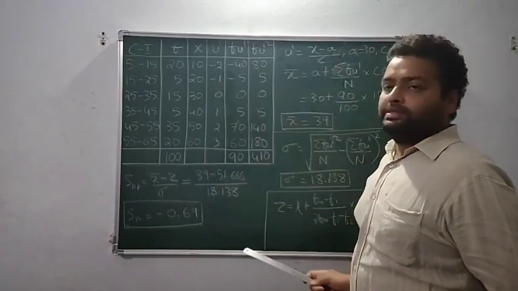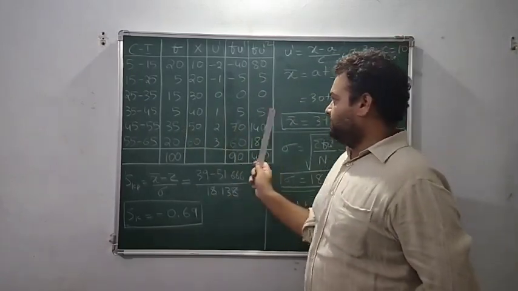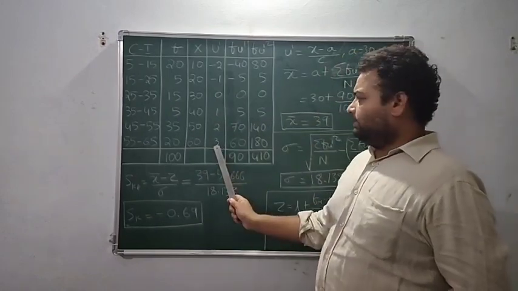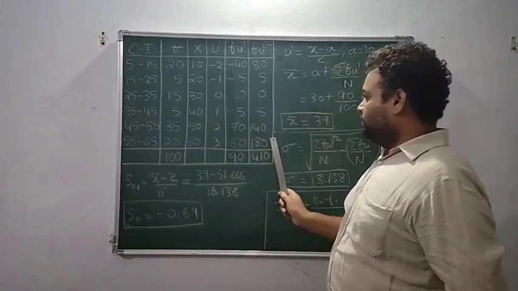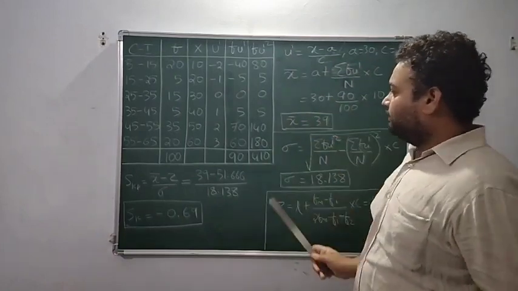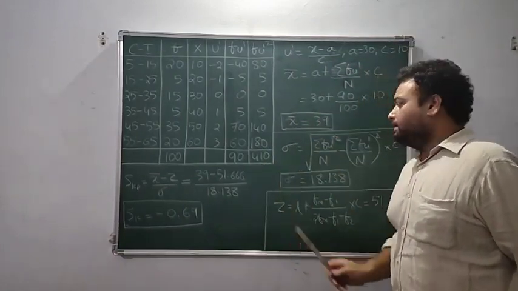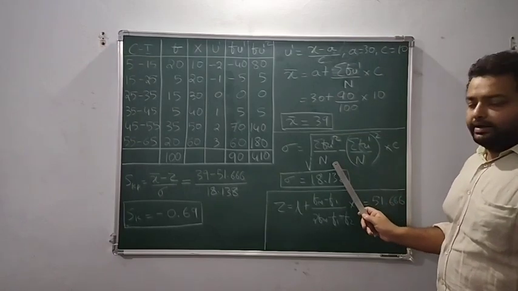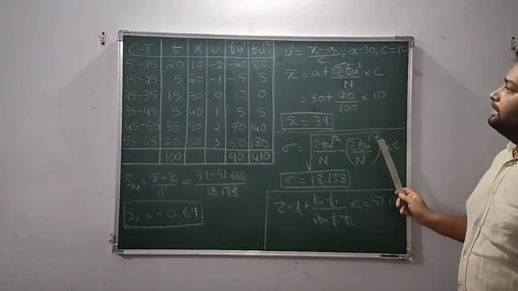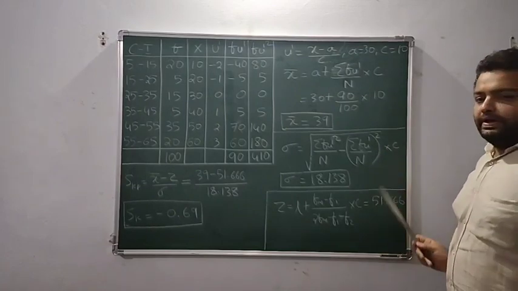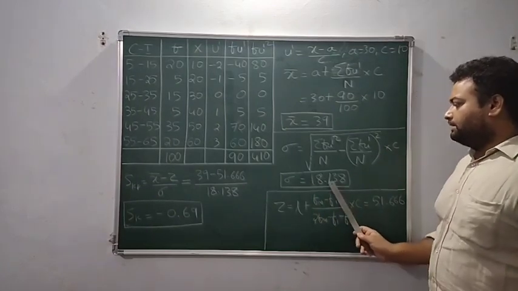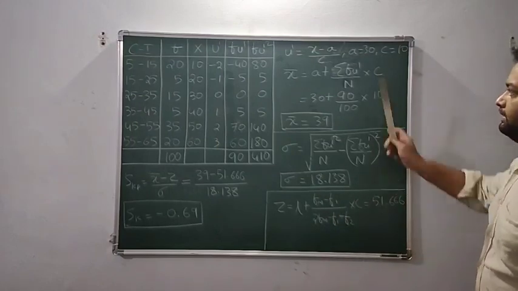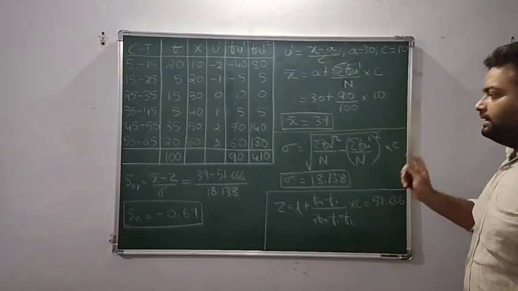This will be obviously 0. Next, 1 square into 5 is 5. 2 square is 4. 4 into 35 is 140. 3 square is 9. 9 into 20 is 180. And adding this column we get the answer as 410. Therefore substituting the values here, 410 divided by 100 minus 90 divided by 100 whole square into c. That gives you the result sigma is equal to 18.138. So this is our mean value and standard deviation value.